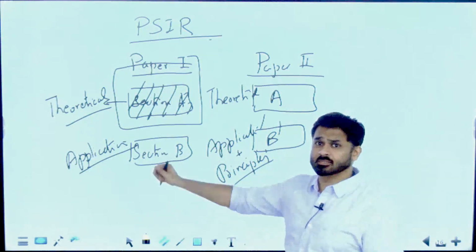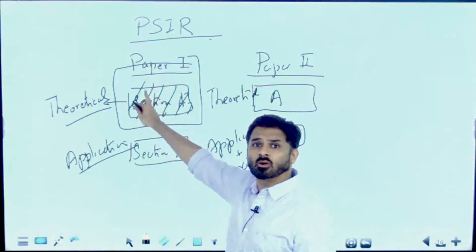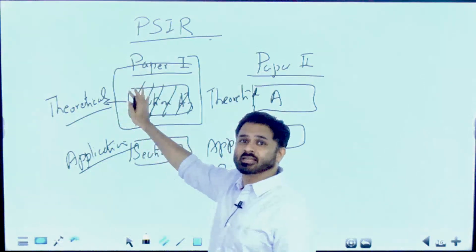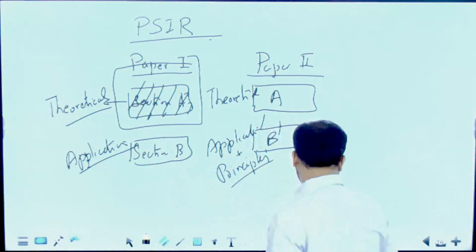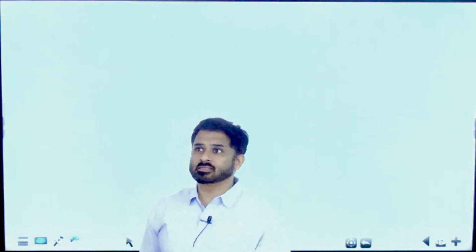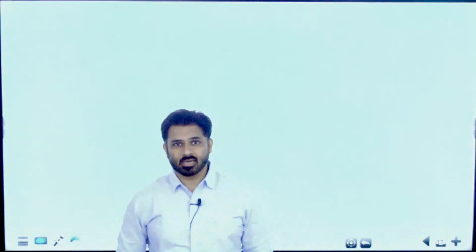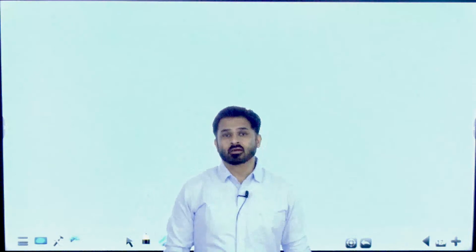So let us first start with this framework. What all are we going to study in section A of paper 1, right? It is all theoretical. So what are all these theories about? Before we understand these theories, we should understand what all is there in political science and international relations.